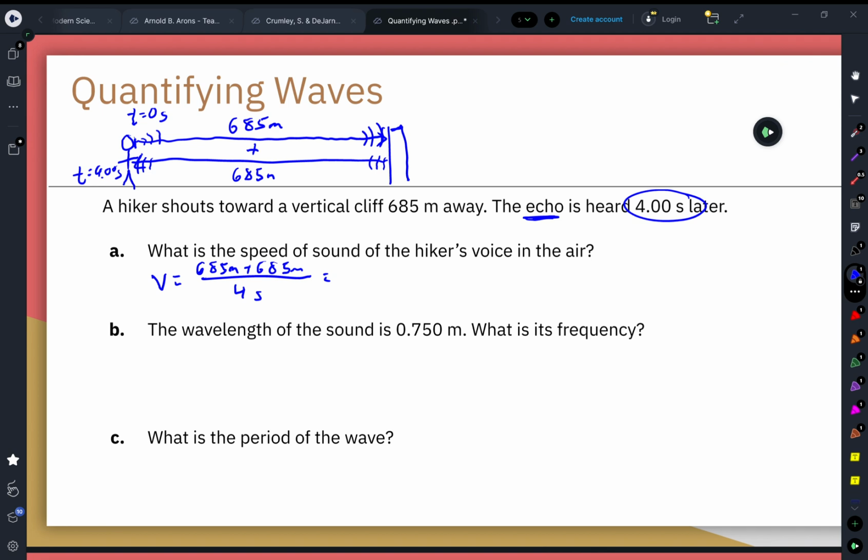And if that takes 4 seconds to occur, that means that the speed of sound in the air for this problem is 342.5. The units of speed are meters per second, which showed up in the numerator and denominator of my calculation there. So that's the speed of sound. We also know the wavelength of sound is 0.75 meters.